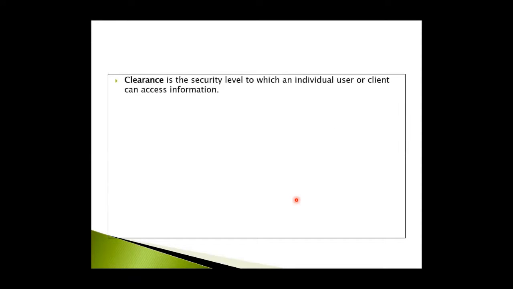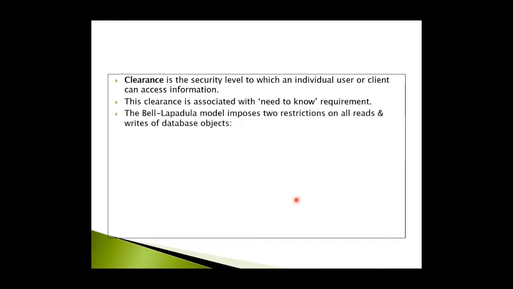Now, we will understand this concept with the help of some more explanation. Clearance is the security level to which an individual user or client can access the information. This clearance is associated with the need-to-know requirement, meaning what exactly that user is destined to know, or what that particular user is required to know. Based on that, the clearance will be associated with the user.